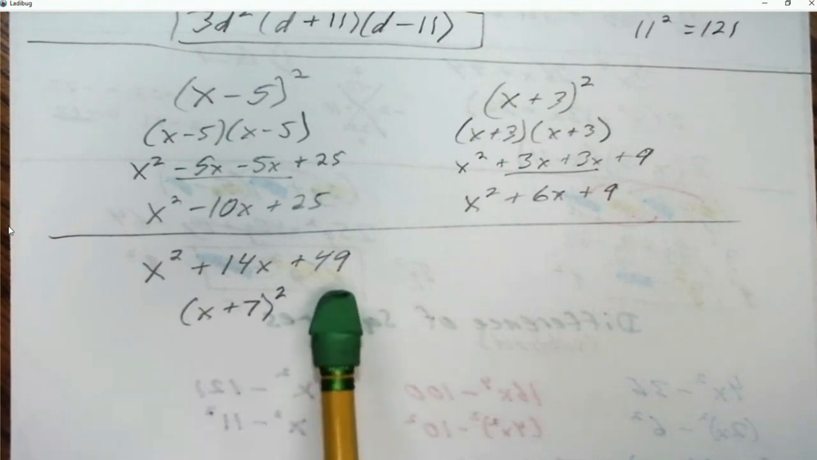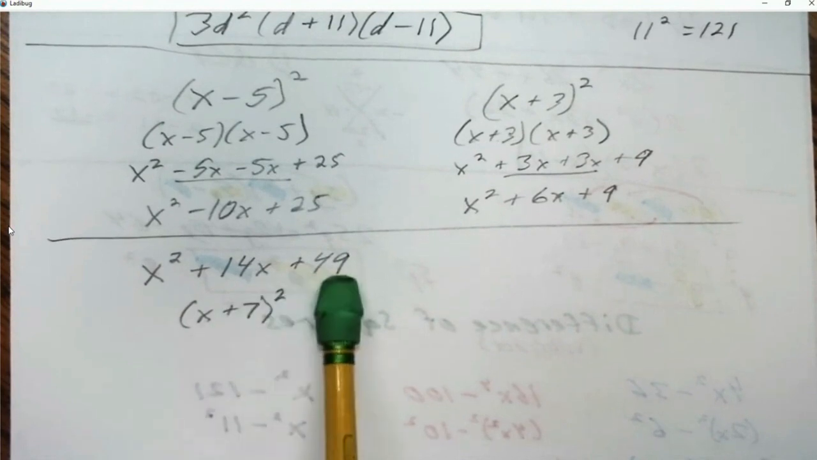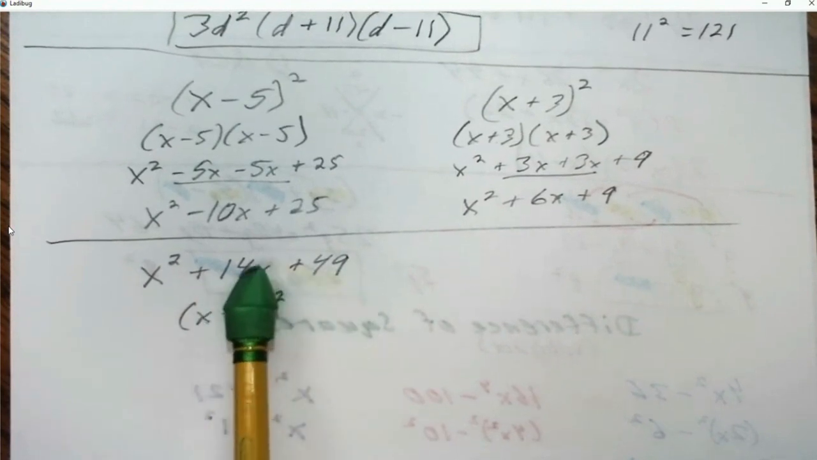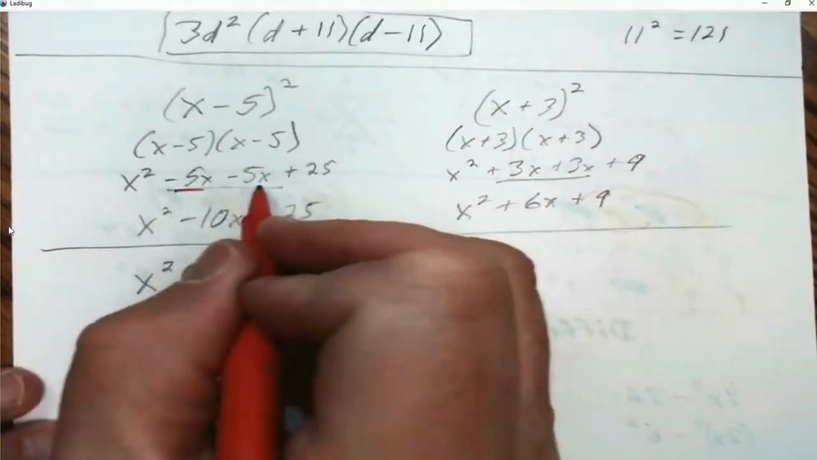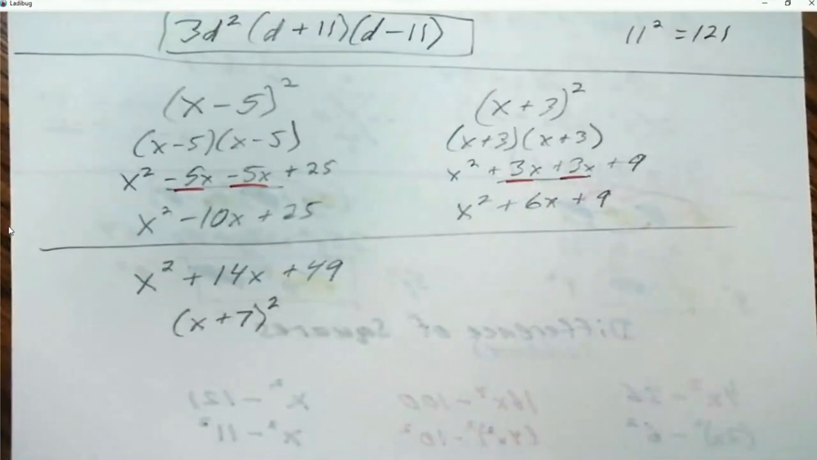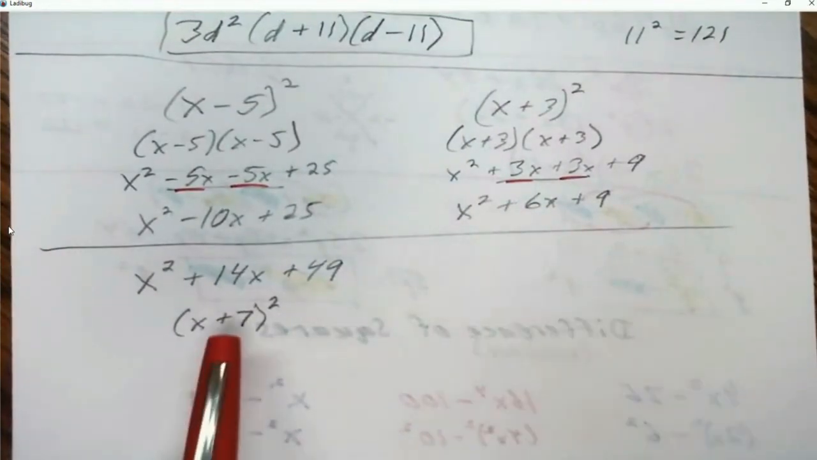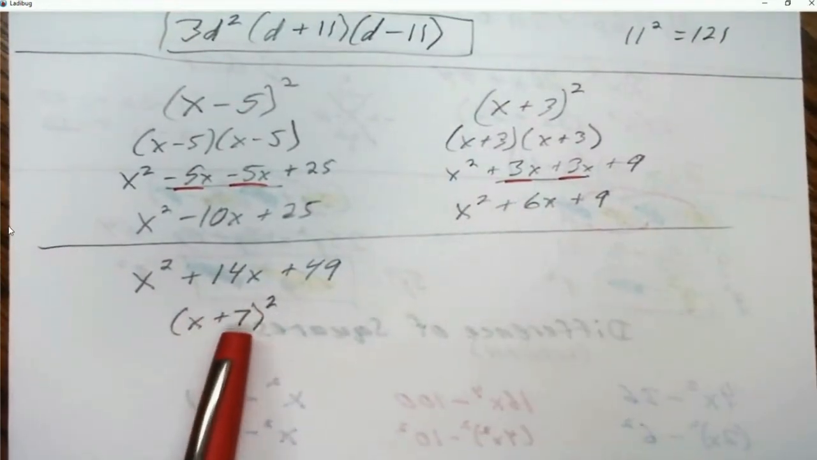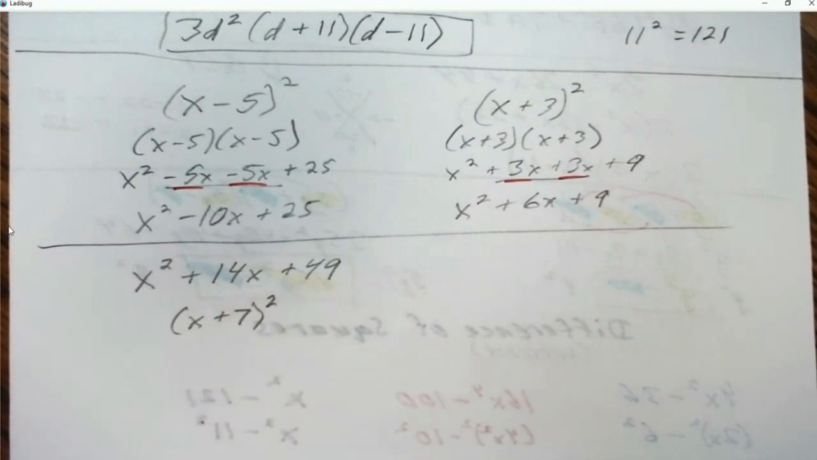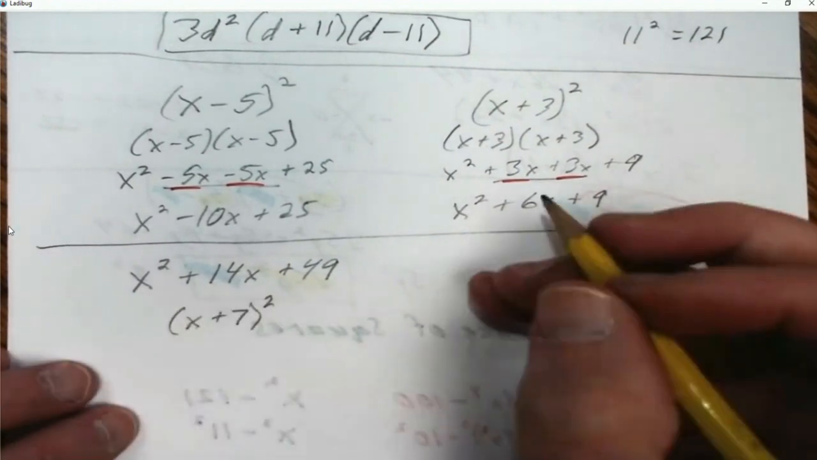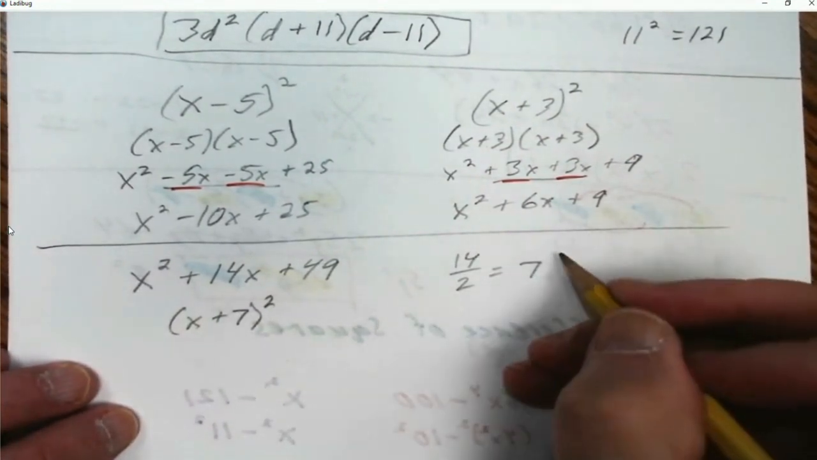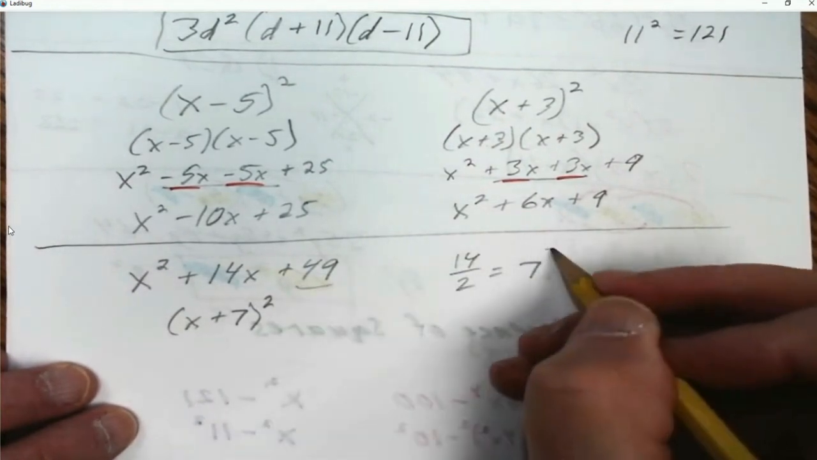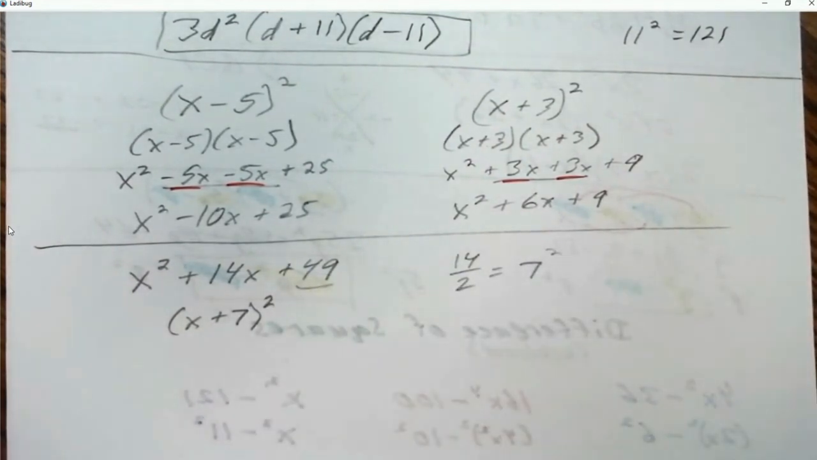You get that because whatever number is on the end is going to be squared, and whatever number is in the middle is going to be double, because there's two of them. We saw there was a negative 5 and a negative 5, and a 3 and a 3. So if you cut the middle term in half, that should be the same number that you square to get the end number. Oh, that's a lovely shortcut.